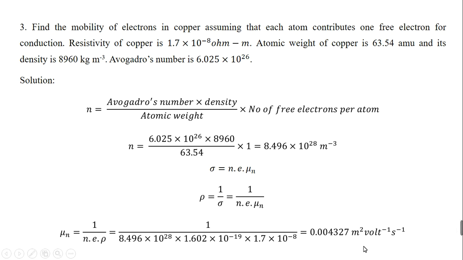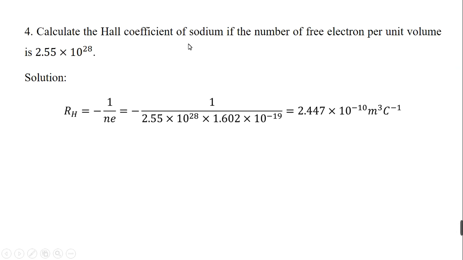Okay. So next problem: calculate the Hall coefficient of sodium if the number of free electrons per unit volume is 2.55 into 10 raised to 28. This is a direct problem. Everything is given for us. The Hall coefficient formula is RH is equal to minus 1 by NE.